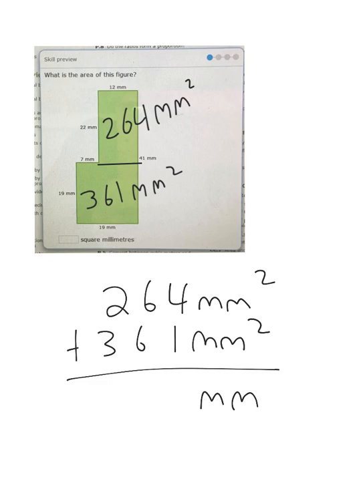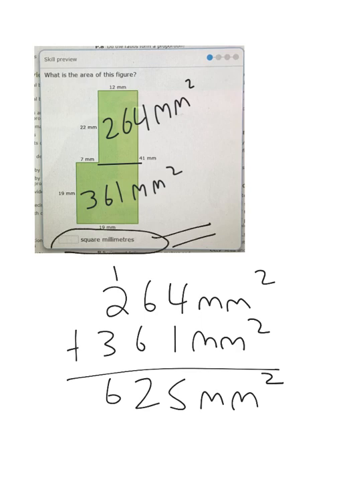Because we're adding, we're not timesing, our unit stays the same. 4 plus 1 is 5, 6 plus 6, 12, 2 down, 1 up. 1 plus 2 is 3, plus 3 is 6. So our answer, the whole shape, is 625 millimeters squared.